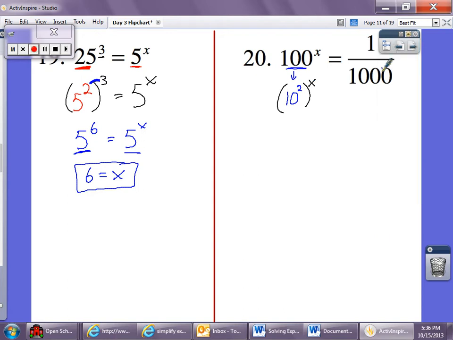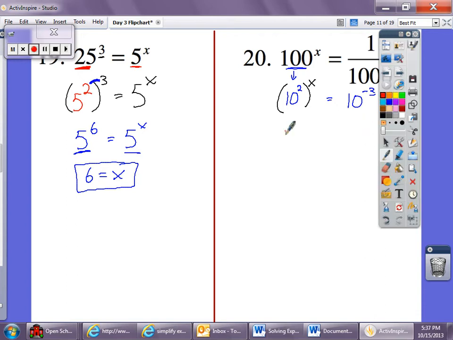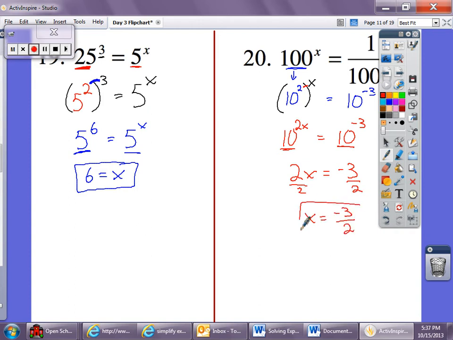And 1 over 1,000 is the same thing as 10 to the negative third. So now what we do is we multiply these, so 10 to the 2x equals 10 to the negative third. Same base, so we have 2x equals negative 3. And now we have to solve this, so the way we solve it is we divide both sides by 2. x equals negative 3 divided by 2.